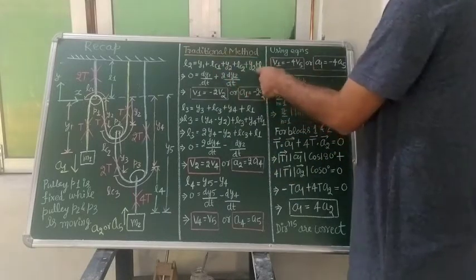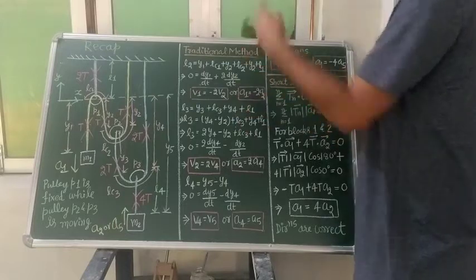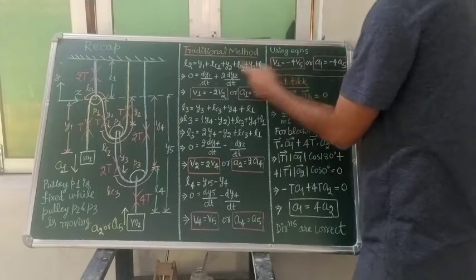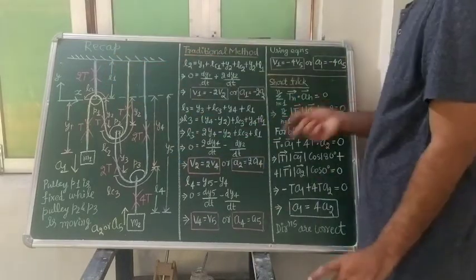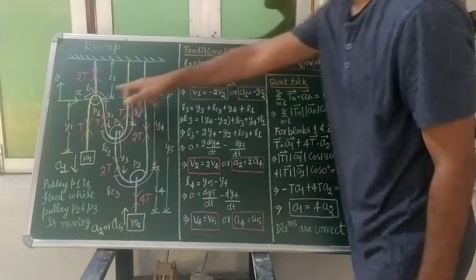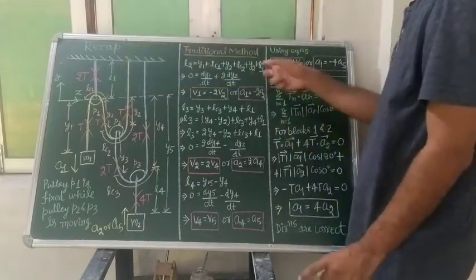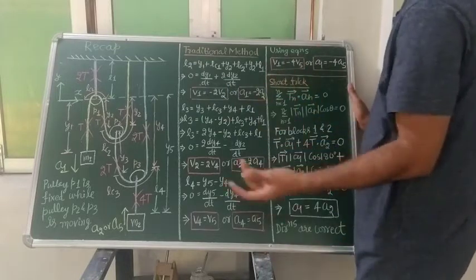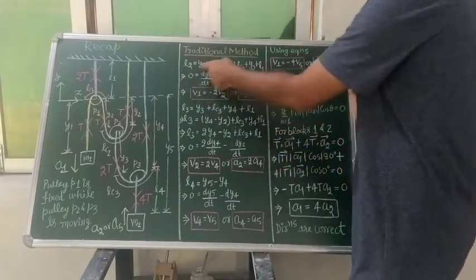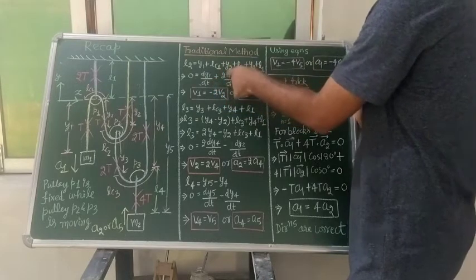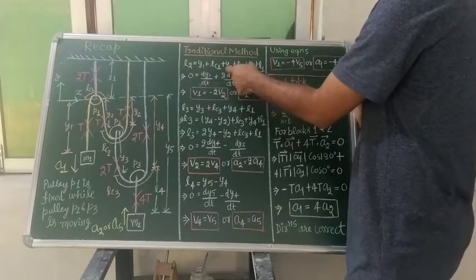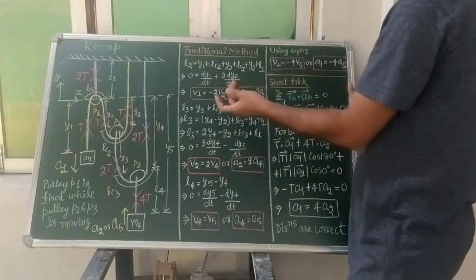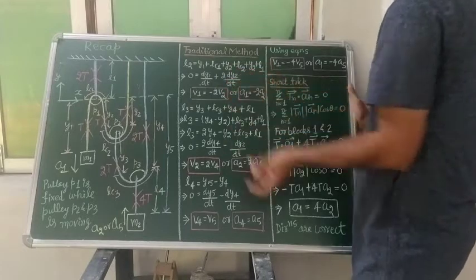After writing the length equation, what will we do? We will differentiate. Since L2, LC1, LC2 and L1 are not going to change, because this pulley is fixed, this length will also not change. So L1 will also be constant. When we differentiate a constant, we get 0. So 0 will become equal to dy1 upon dt plus twice dy2 upon dt, because y2 plus y2 becomes 2 times y2, and its differentiation will be twice dy2 upon dt.